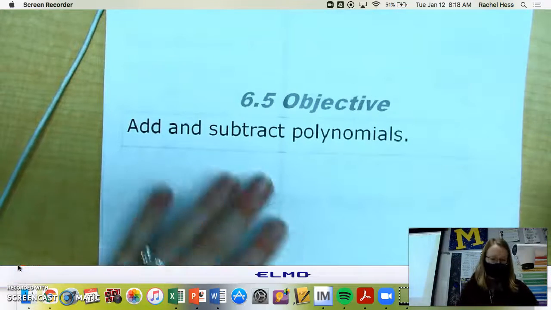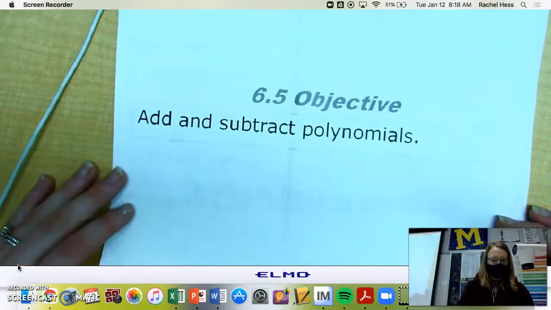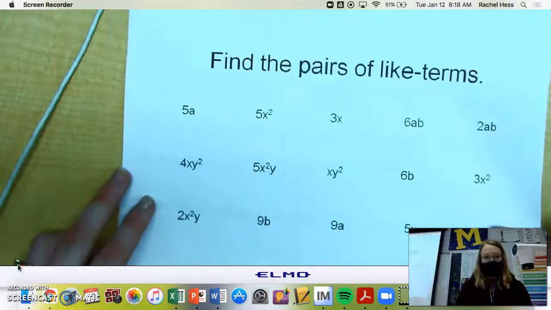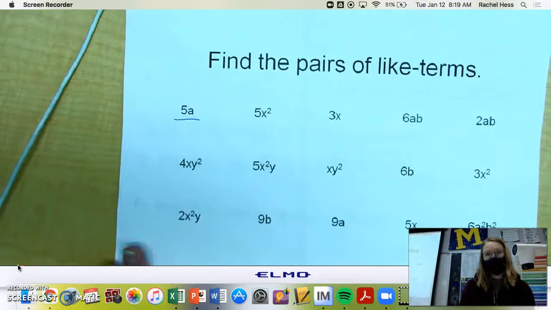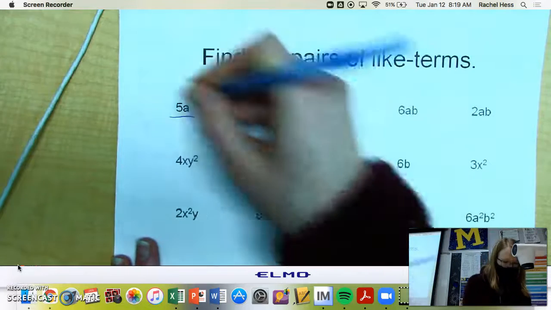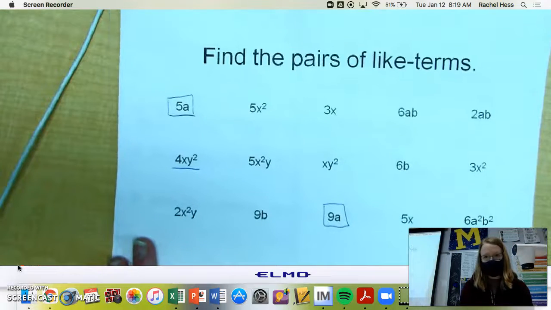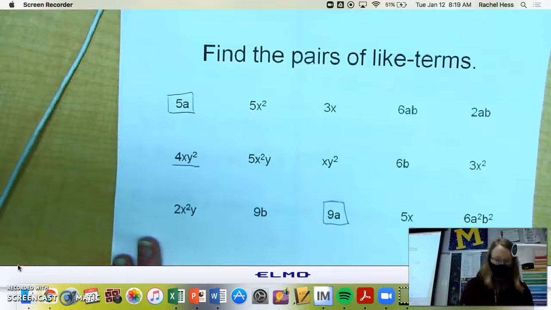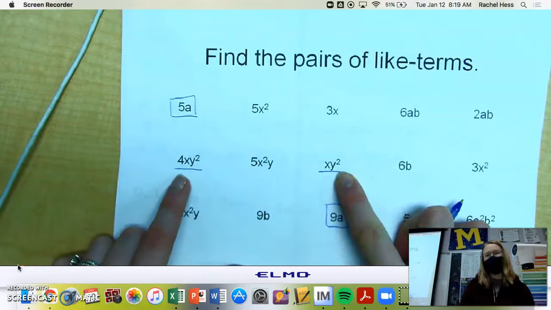So if we're adding and subtracting polynomials, the big thing that we need to take note of first is, what do like terms mean? So I want you to see if you can find the like term for 5a. Do you see it? Where is it? 9a. What about for 4xy squared? Do you see it? xy squared. If I were to add 4xy squared and xy squared, what would I get?